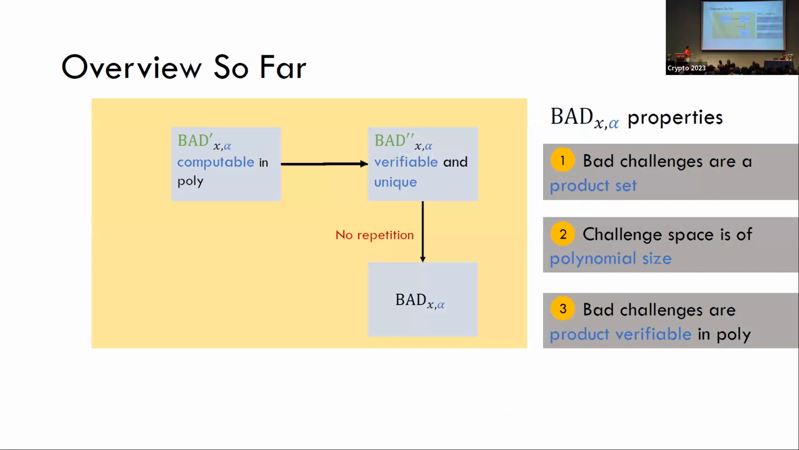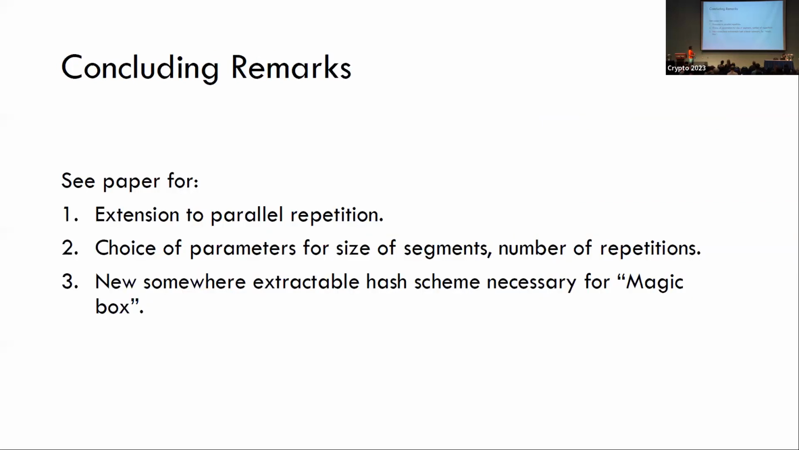And this is basically the main idea. So at least for the case of no parallel repetition, I've shown you how you get from things that are computable to things that are verifiable and unique, and things that are simply verifiable. And that's pretty much all I'll have to cover.